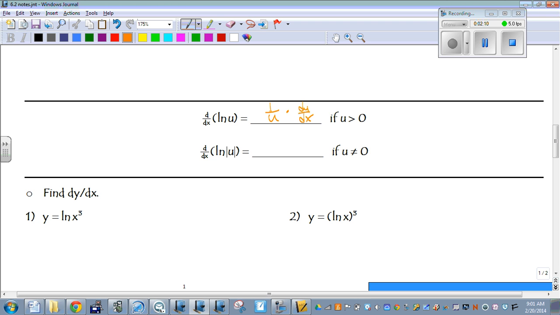Now sometimes you'll see problems where it has natural log of absolute value of u. Reason for that is, remember, u, or whatever we're taking the natural log of, has to be greater than 0. It can't be negative. So to make sure that's true, a lot of times we may have to put an absolute value on there for a function that could be negative. But the derivative is still the same. It doesn't change. It's 1 over u times du dx.